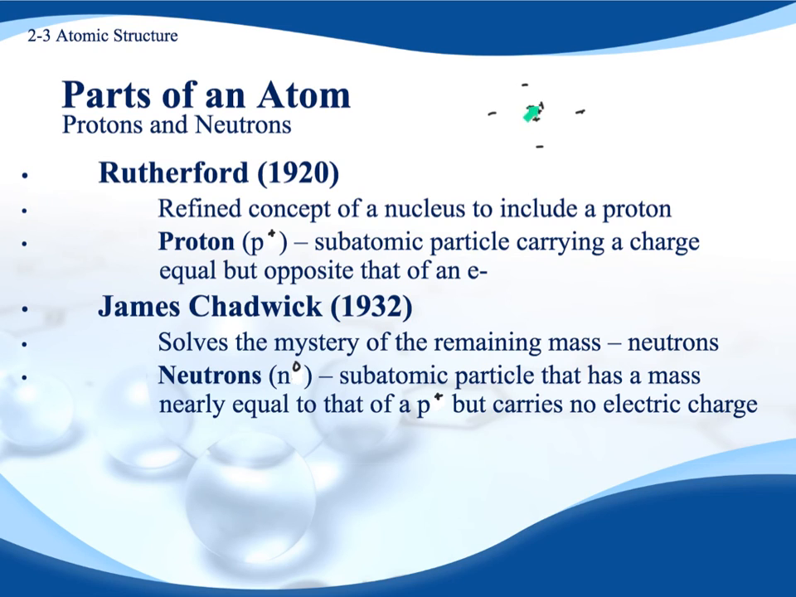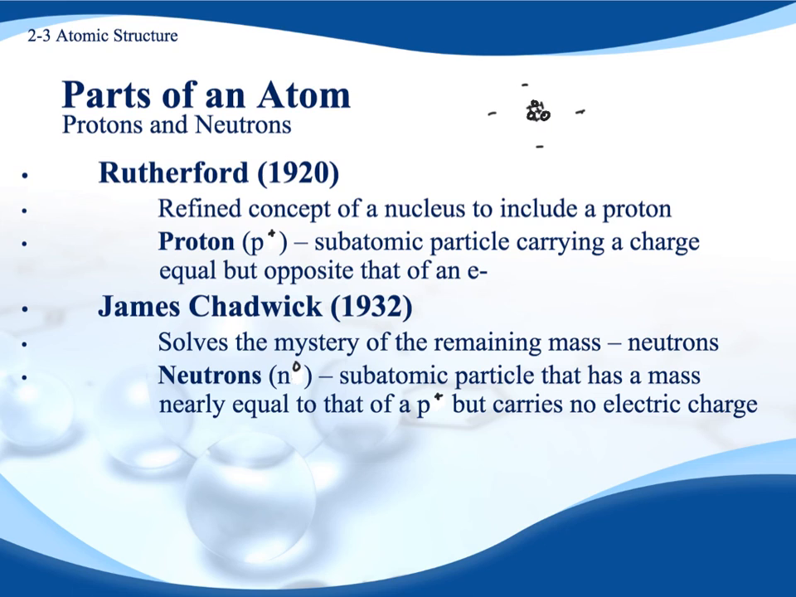So we needed a couple of things here to explain what's going on. One, how is this positive charge able to stick together without immediately just bursting apart because of the charges repelling? And 2, there's still some more mass somewhere in this atom that we have not figured out. And that comes from James Chadwick. So this is 1932. He solves the mystery of the remaining mass. He says, okay, somewhere else inside of this nucleus are neutrons.